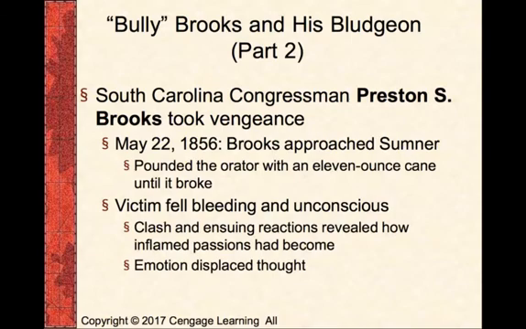And on May 22nd, 1856, at the end of the day in the Senate chambers, when there weren't very many senators still around, Brooks approached Sumner, who was working on some paperwork at his desk. Sumner was trapped underneath his desk. He couldn't get up to address Brooks, and before Sumner could react, Brooks beat Charles Sumner with an 11-ounce cane and continued beating him until the cane broke.